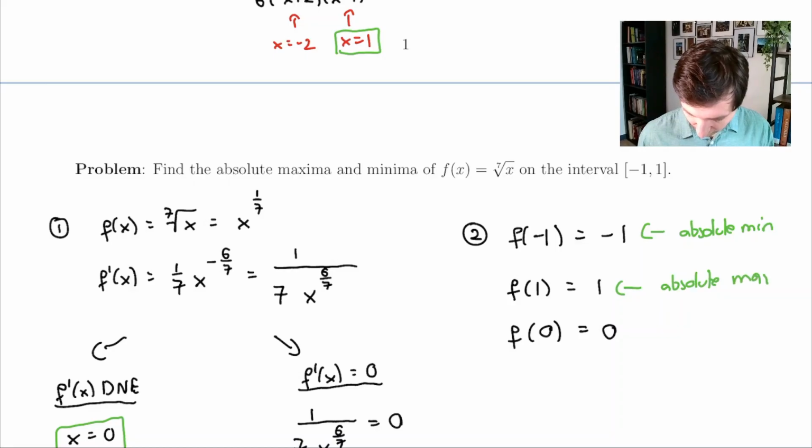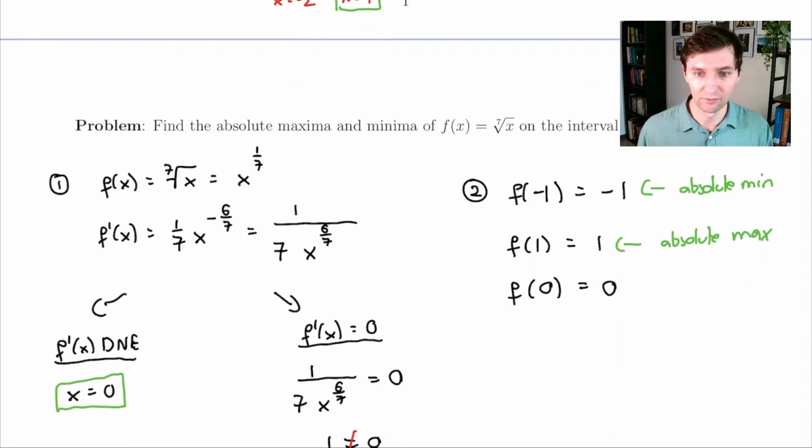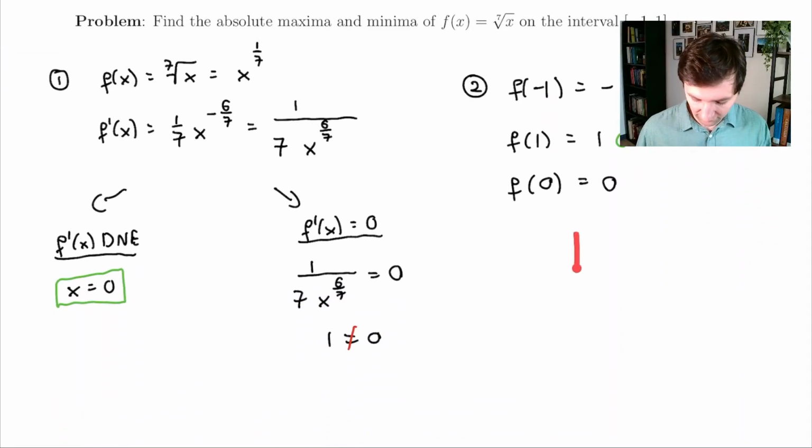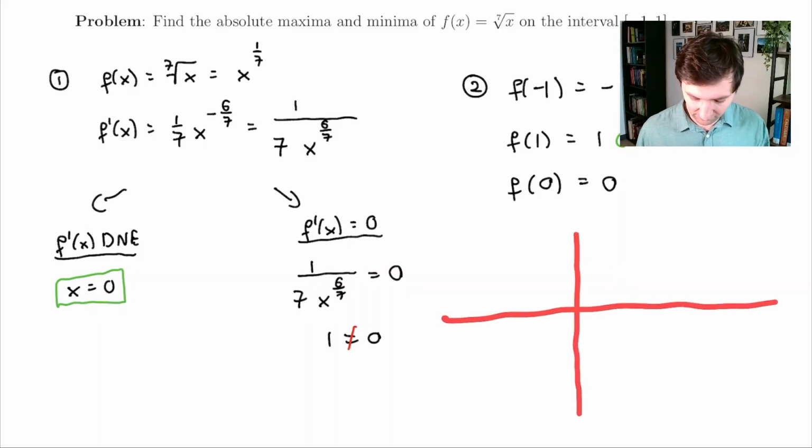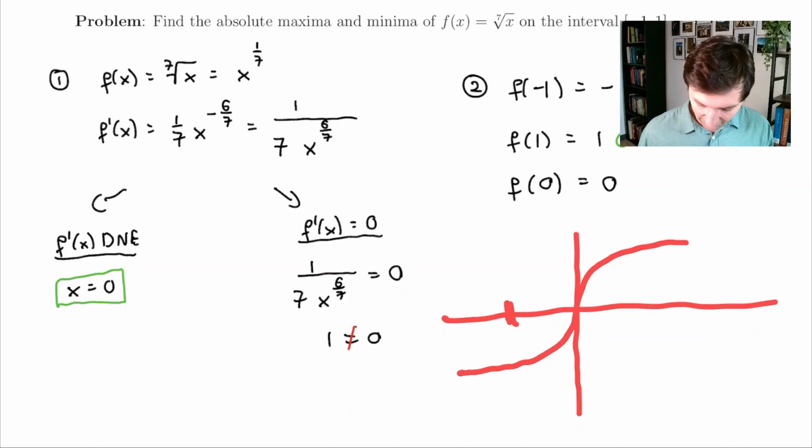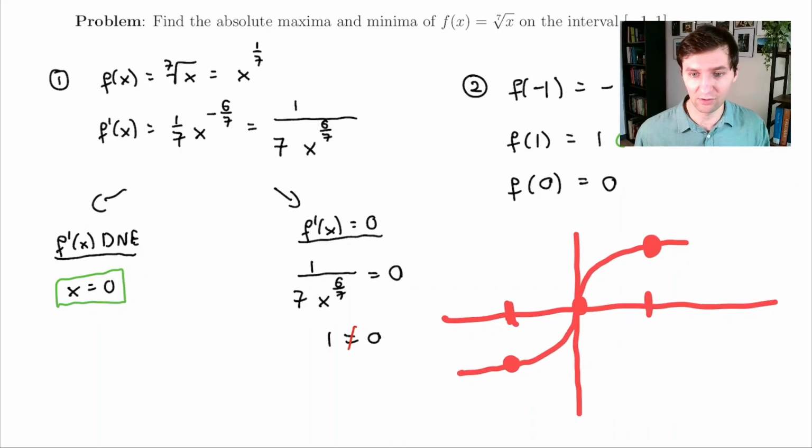Both absolute minimum and absolute maximum occur at the endpoint of the interval. This should not surprise you. The function 7th root of x looks like the following. Makes sense? It makes sense that the absolute maximum should occur at the endpoint and absolute minimum should occur at the endpoint. There is a critical number at the origin because the function becomes nearly vertical there. The derivative does not exist there.